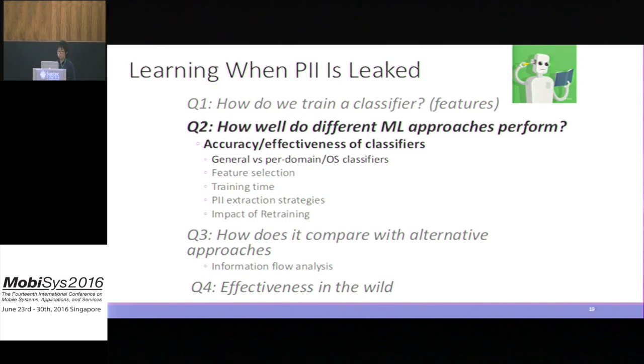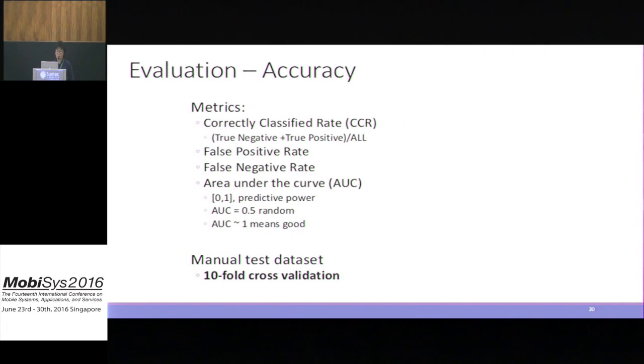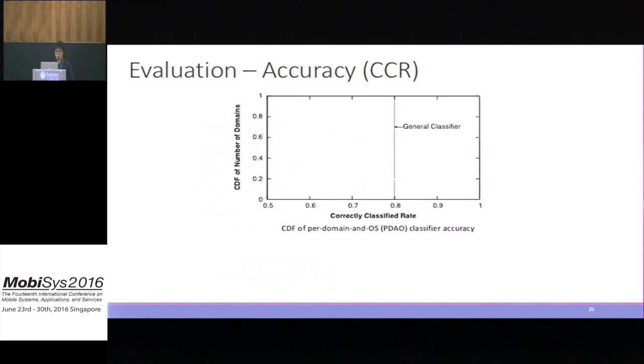Now that we've covered our classifier, let's see how well they do. We use four metrics to evaluate the accuracy of our classifier. The first one is the correctly classified rate, which is the number of correct predictions out of all the samples, along with the false positive rate, the false negative rate, and the last metric is the area under the curve value. At a high level, it measures the classifier's predictive power. The value ranges from 0 to 1, where 1 means perfect prediction. All of our evaluations use tenfold cross-validation.